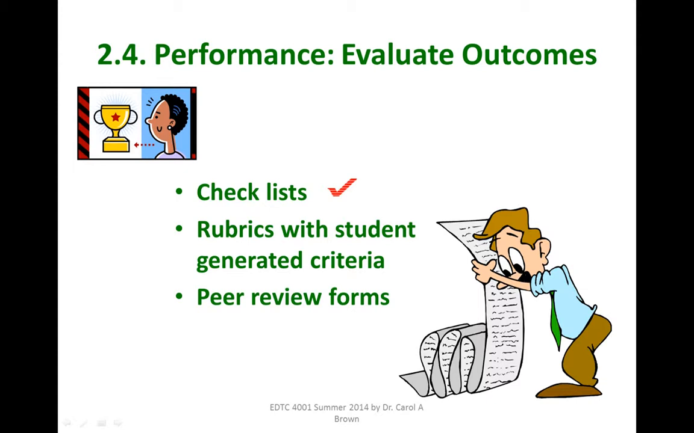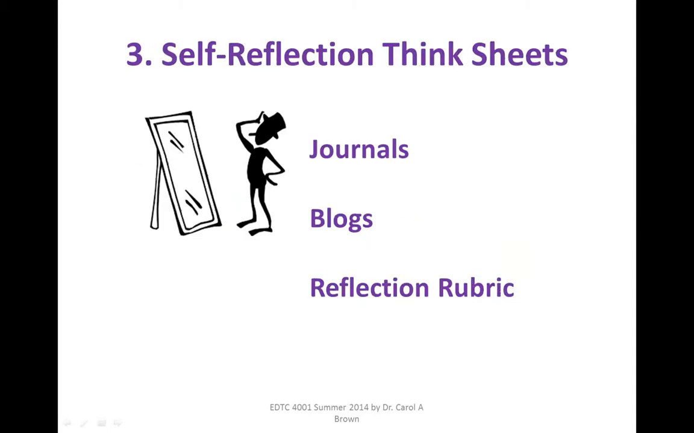And you know that in Bloom's taxonomy, the highest level of learning is evaluation. And so if you evaluate another student or assess the work of another student, then you are definitely going to be thinking about content, skills, processes. And you can do that with these kinds of think sheets. And then there's a self-reflection think sheet. And this is where students keep journals, blogs, and a reflection rubric.